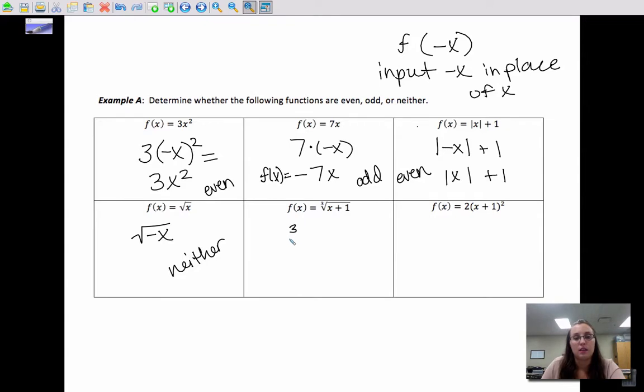And lastly, the cube root of negative x plus 1. And I don't think that this is going to come out as the opposite of what it was, and I don't think it's going to come out the same as what it was, because when I take the cube root of negative x plus 1, that's different than when I take the cube root of x plus 1. So I'm going to say this one is also neither. So go ahead and look at this last one here and bring it to class with you tomorrow.